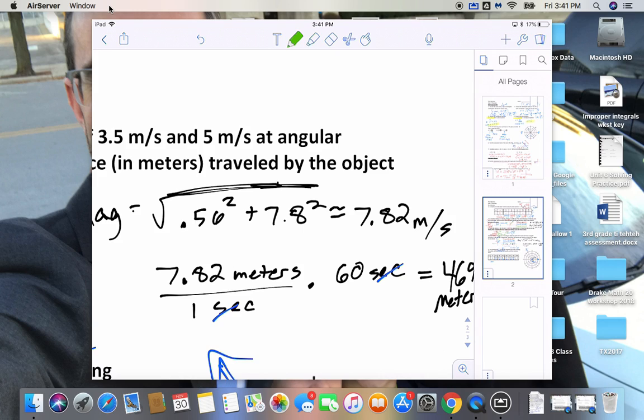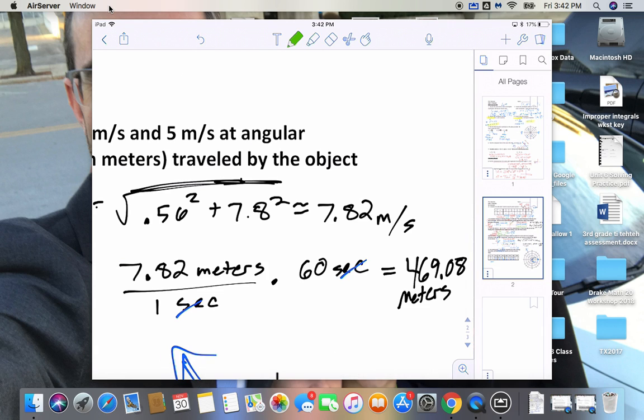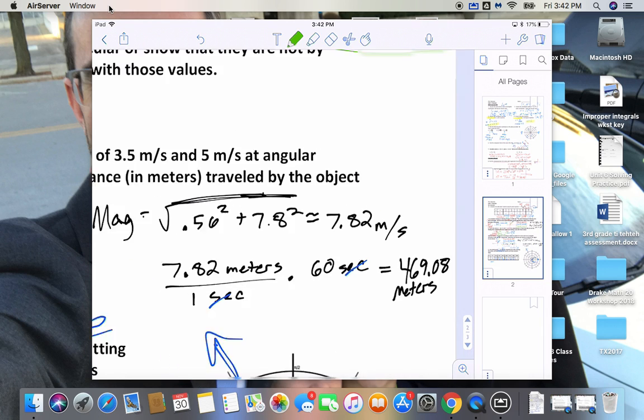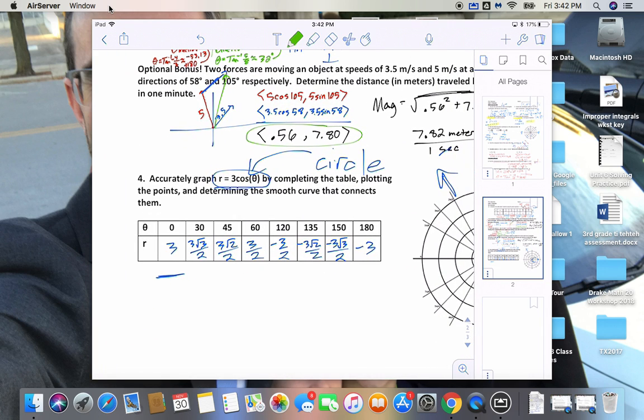But that's not what the question asks for. It doesn't ask for the magnitude of it. It asks how far would you travel in a minute. And since this is measured in meters per second, that would be 60 seconds of travel at that rate. So you just take 7.82 times 60. And I showed the unit analysis there and why we get meters. Meters per second times seconds produces the number of meters. 469 meters would have been the amount of distance traveled. So that is the end of that review.